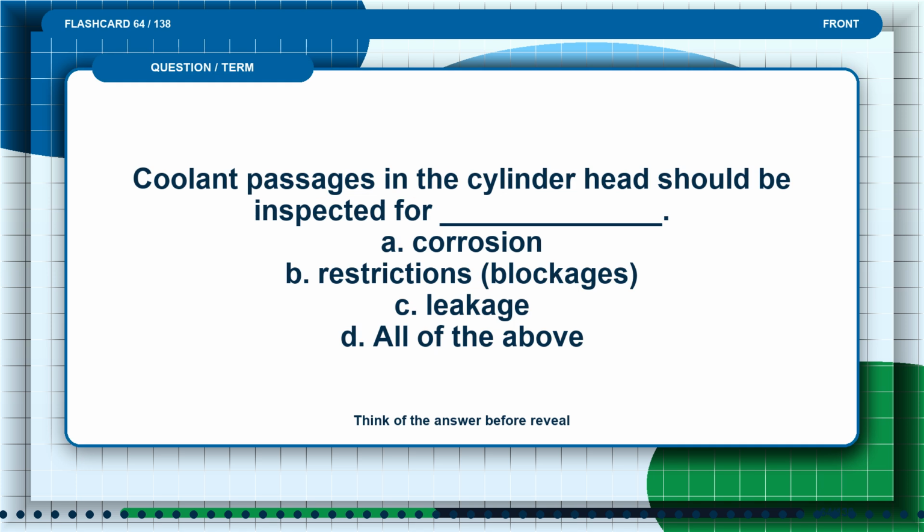Flashcard 64. Coolant passages in the cylinder head should be inspected for blank. A, corrosion. B, restrictions, blockages. C, leakage. D, all of the above. Pause and think of the answer before the reveal.